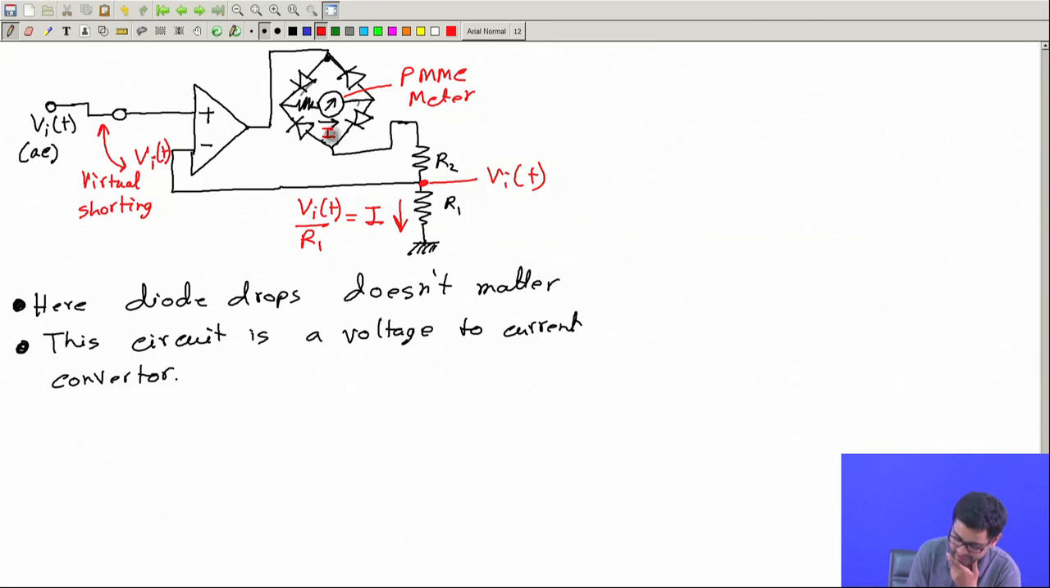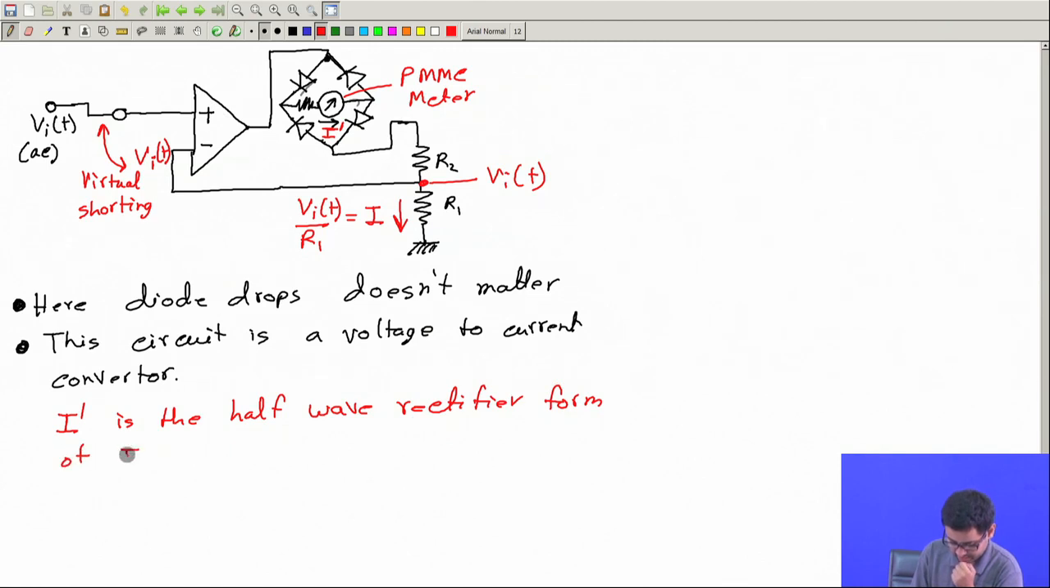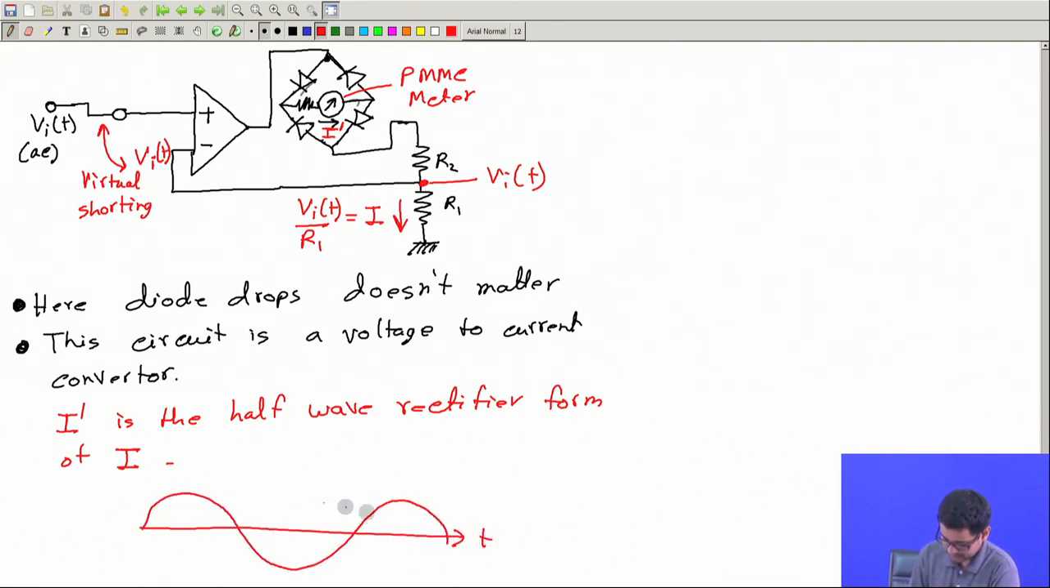rectified. So let me call it I prime. I prime is the rectified version or form of I. I is AC, so if this is I, then I prime is definitely this. This is I prime.